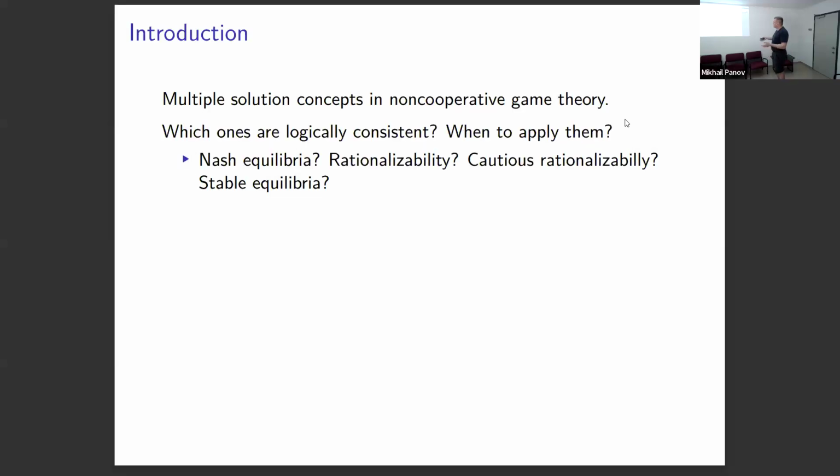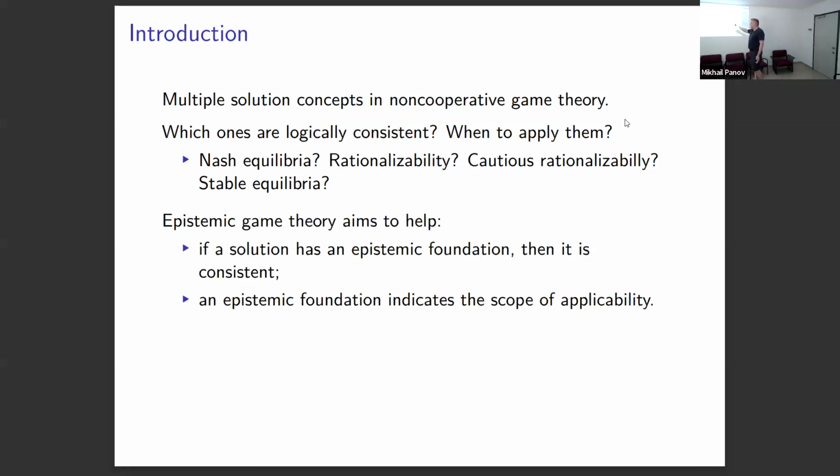Okay, so we want to understand which solutions are good, which solutions are not, and when to apply them. And epistemic theory aims to help with this question in general. For example, if you can provide an epistemic foundation for a solution concept, then at least it tells me that the solution concept is logically consistent, not contradictory. And another thing is, just looking at the conditions in the foundation, we may estimate whether or not we think it's applicable in a certain situation or not. So this is why we study epistemic game theory.